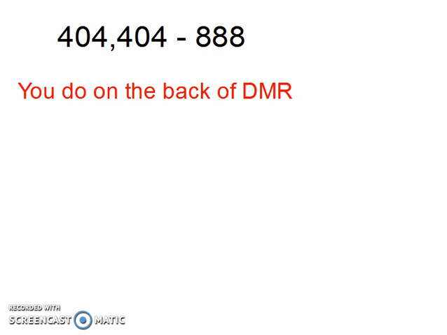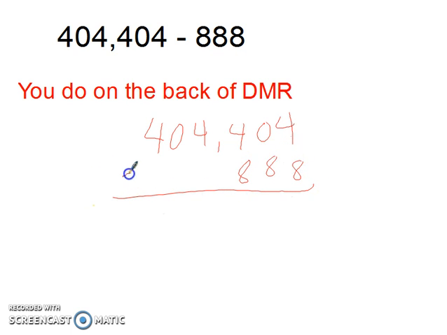Give you this one more to try out. 404,404. Put the 888 underneath. Start subtracting. 4 minus 8, can't do. 4 comes to borrow from the 0. He can't borrow from him. 0 runs and borrows from the 4, which makes him go to 3, and 0 goes to 10.